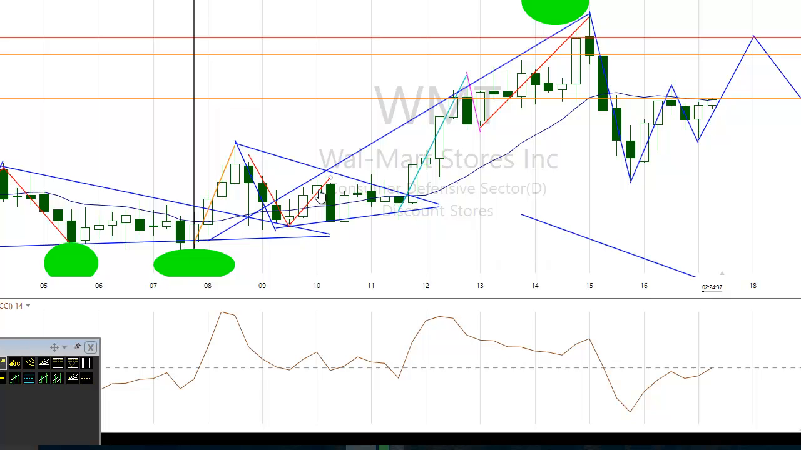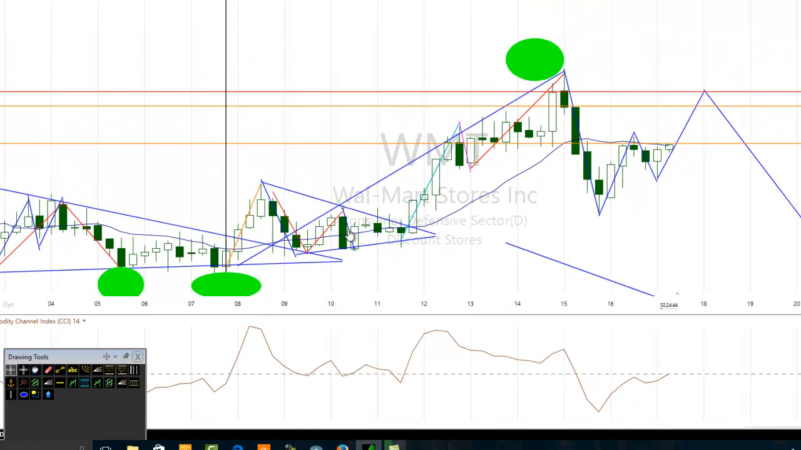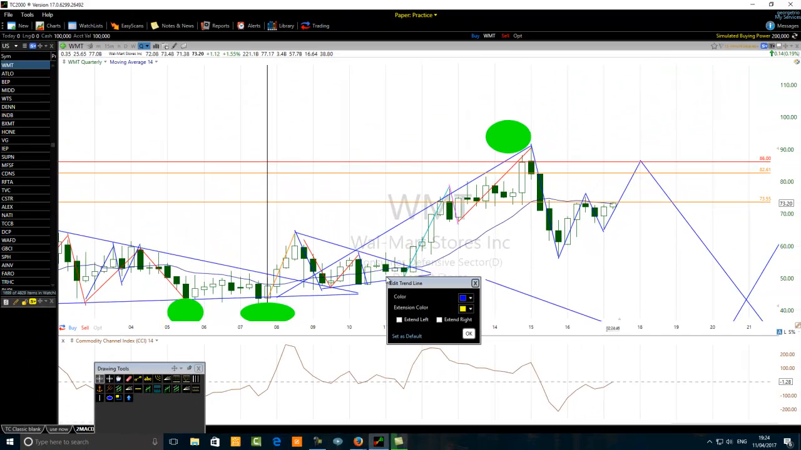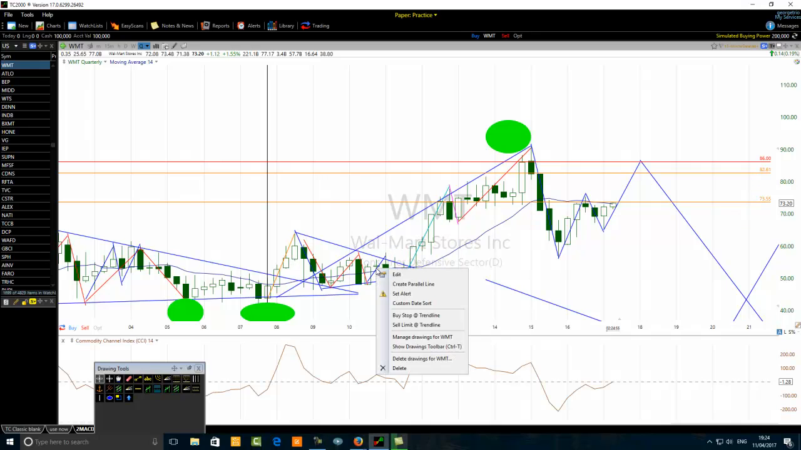And then the third move down. Those waves can overlap each other. They are messy. They are not impulse waves, so they can overlap. And now we have the D.